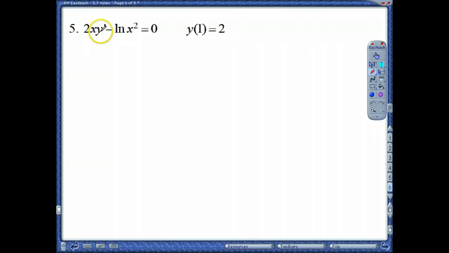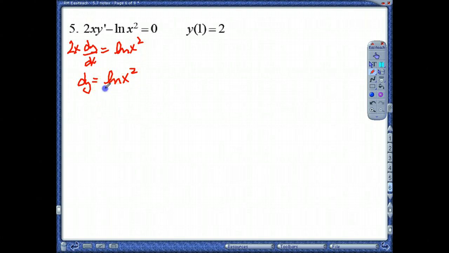So number 5, once again I'm going to go ahead and substitute that y prime for dy over dx. At the same time, I'm going to go ahead and move that natural log of x squared over. I'm going to divide by 2x and multiply by dx. So I've got dy equals natural log of x squared divided by 2x times dx.